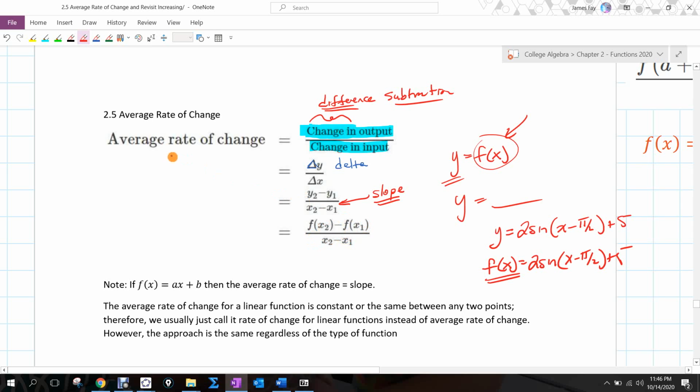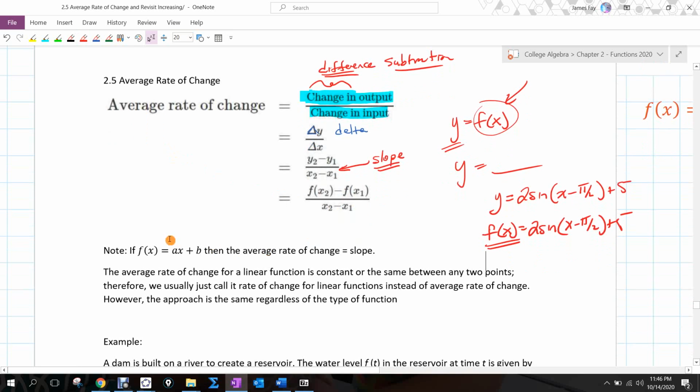But average rate of change, if we're dealing with a line, here it says if f of x equals ax plus b, so you were dealing with a line, average rate of change, we've usually referred to as slope. But if you go back to your Algebra 1 text or maybe your 8th grade text, the first time they introduced that, the section before, they called it that. So the average rate of change for a linear function is constant, or the same, between any two points.